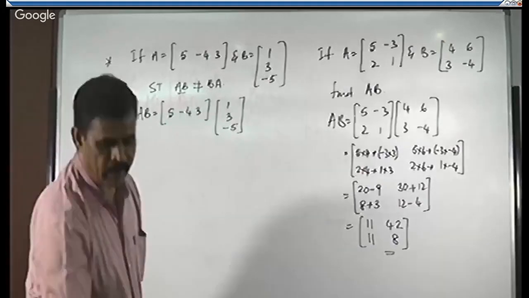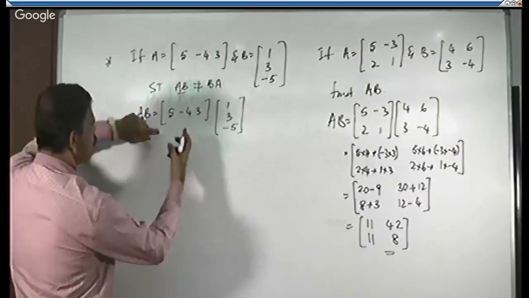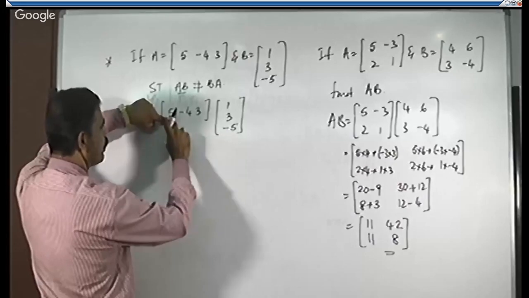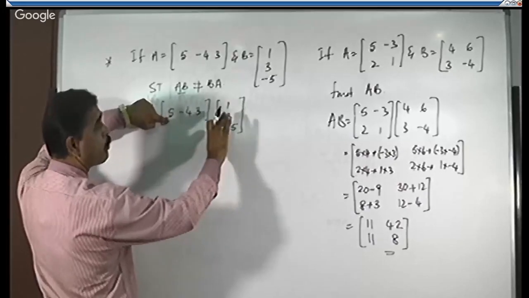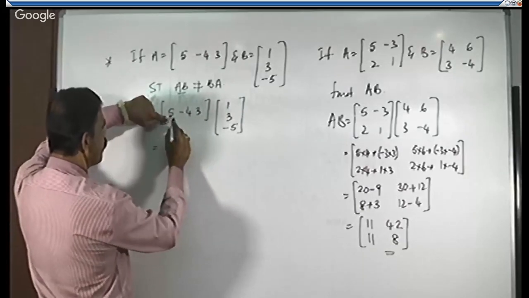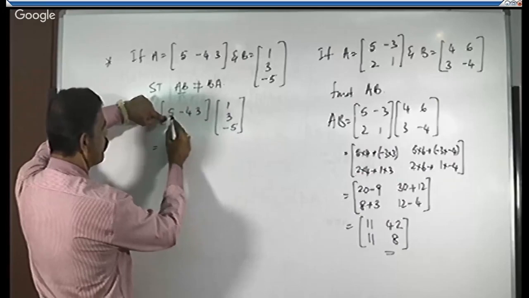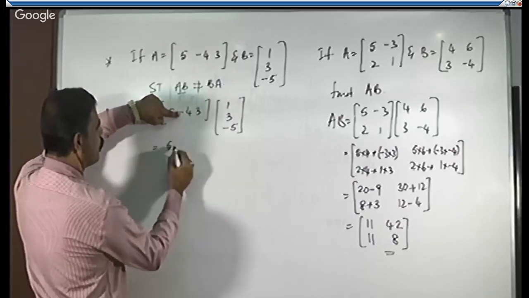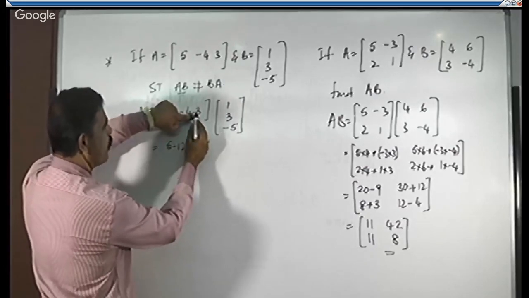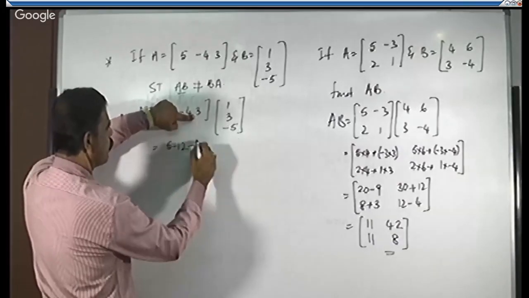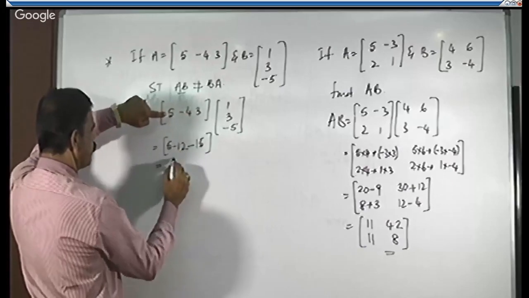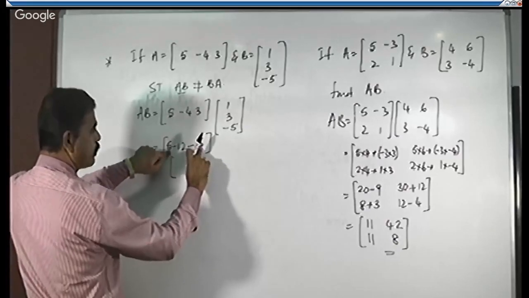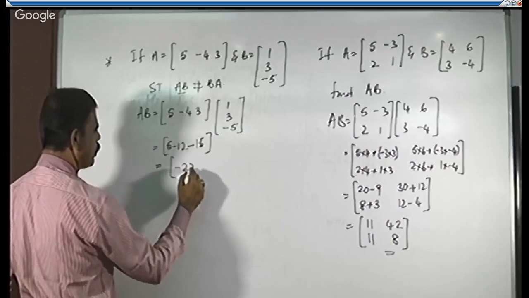What is multiplication of two matrices? It is rows into column. First row, so we have only one row. First column, we have only one column. If we multiply this row with this column, the entire procedure will be over, because we have only one row here and only one column. Therefore 5 into 1, 5. Minus 4 into 3, that is minus 12, plus 3 into minus 5, that is minus 15. Finally, the answer is 5 minus 12 minus 15, which is minus 22.